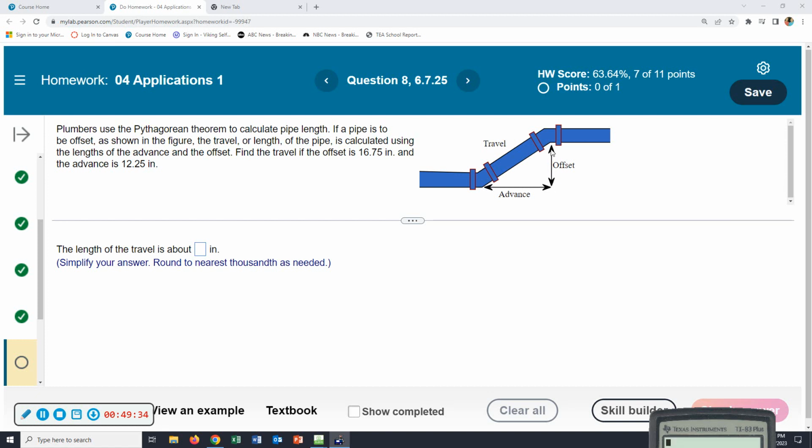So you see we have a right triangle right here. I'm tracing along it. Find the travel if the offset is 16.75 inches. So we're going to have this side with 16.75 inches, and the advance side, this leg here, 12.25 inches. So let me start drawing the right triangle.